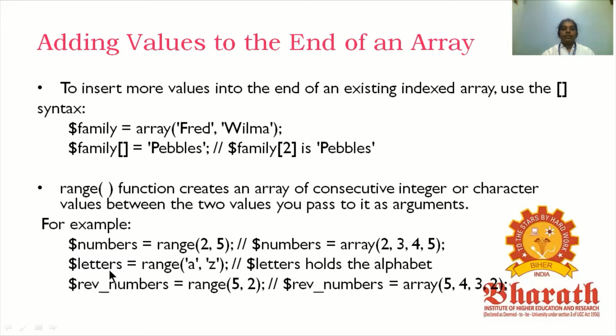And see, $letters = range('A', 'Z'). What is the starting letter? A. What is the ending letter? Z. So $letters is an array variable which holds the alphabet from A to Z. The next one, $rev_numbers, is an array variable which contains a reverse. See, the starting value 5 and the ending value 2 are given in the range function, so it stores 5, 4, 3, and 2.